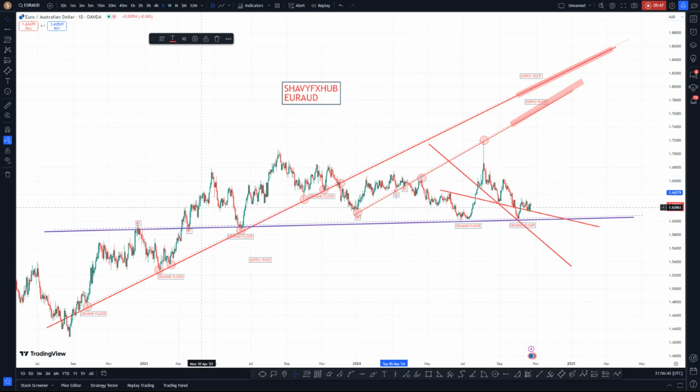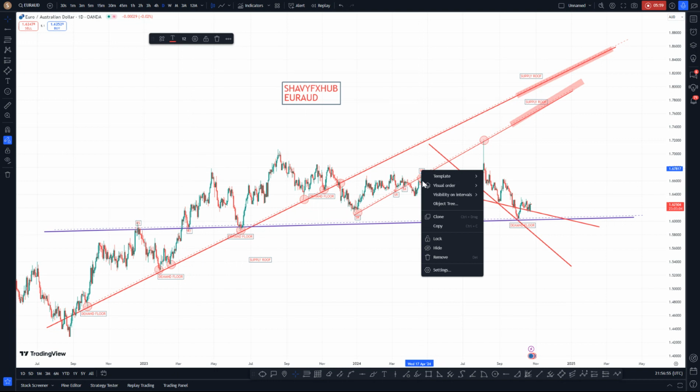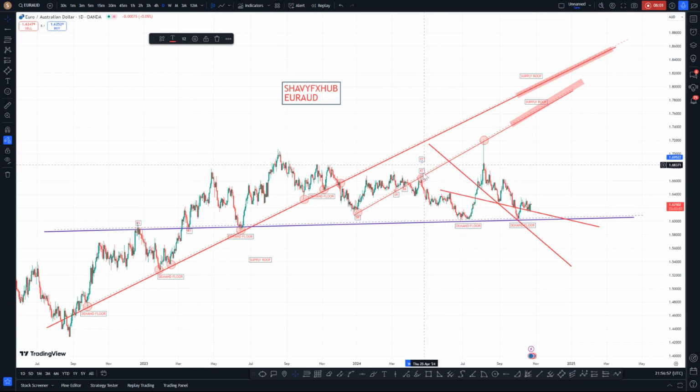Oftentimes, traders use the word manipulation. There's nothing like manipulation in the financial market. Everything is well structured. So, with an understanding of price action and market structure, and how price movement happens, you understand there is nothing like manipulation. Now, look at it. After price broke out from the ascending trend line, it came on retest, RT1. Then, what is the next one?